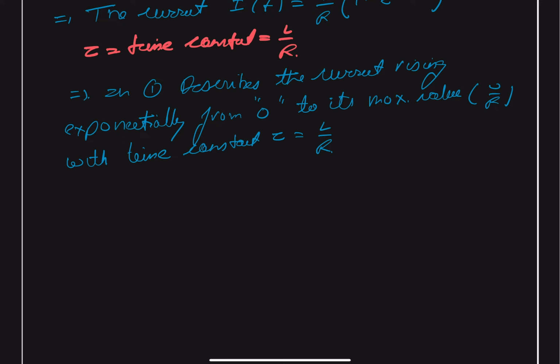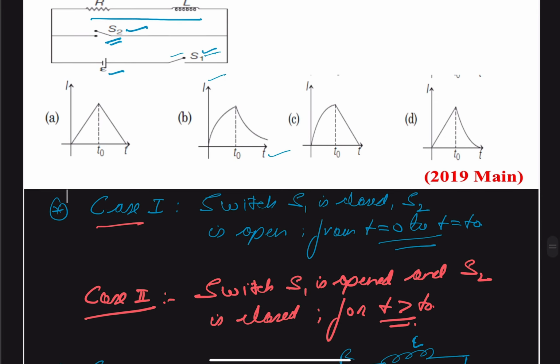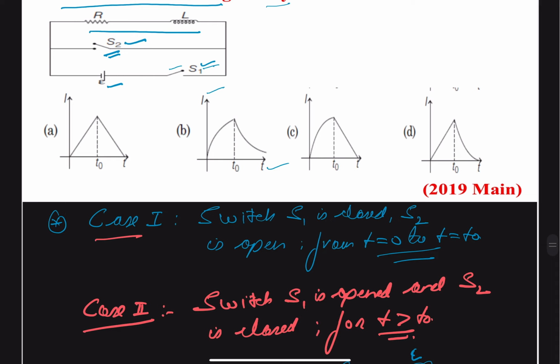So the rise in the current is from t equal to 0 to the maximum value V upon R, and from here we can say that the current starts from t equal to 0 and goes to t equal to t naught. So from the first part, we can at least say that options A and D cannot be correct, because the rise should be exponential. So the correct option is left to choose from B and C.